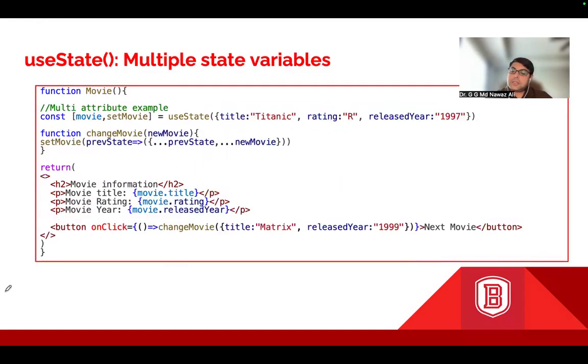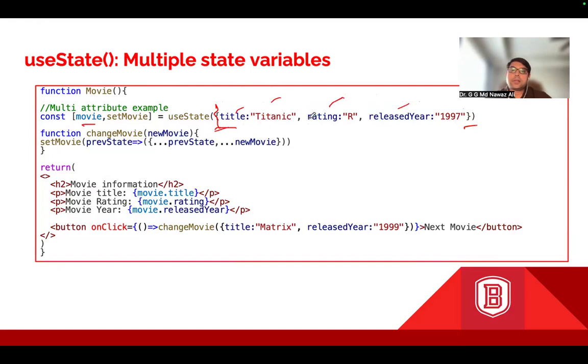Now let's look at a more realistic example. Okay, we have a movie, and the movie has more than one piece of information. The movie has the title information, and this is a JavaScript object. You see, there's the object symbol, and then we have properties and values. We have a rating property and a release year property.